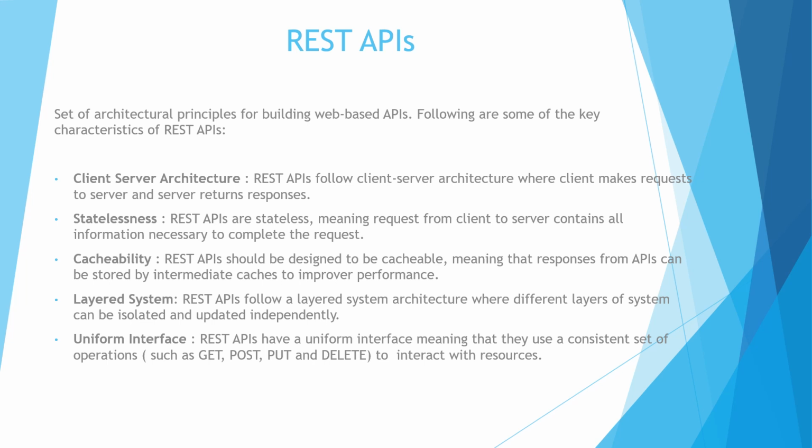Here the REST APIs are designed to be cacheable, meaning the responses from APIs can be stored by intermediate caches to improve performance. It also helps to reduce network latency and reduce the load on the server. REST APIs follow a layered system architecture, where different layers of the system can be isolated and updated independently. This allows for greater flexibility and scalability, as changes can be made to one layer without affecting the others.